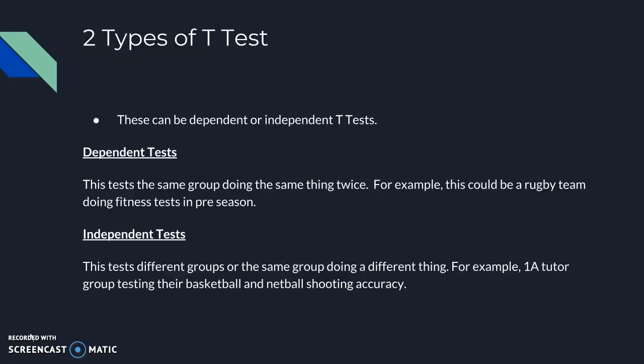There are 2 types of t-test. These can be dependent or independent. Dependent t-tests test the same group doing the same thing twice. For example, this could be a rugby team doing fitness tests in the pre-season. Independent t-tests test different groups, or the same group doing a different thing. For example, 1A tutor group testing their basketball and netball shooting accuracy.